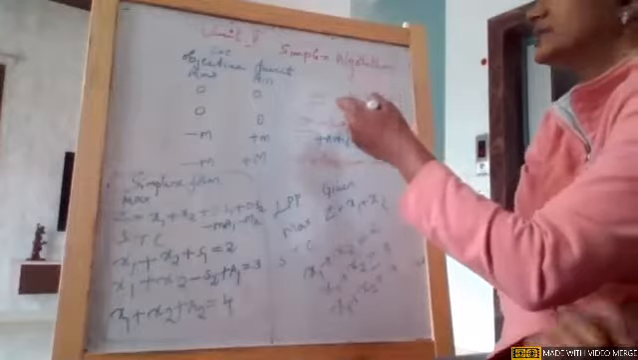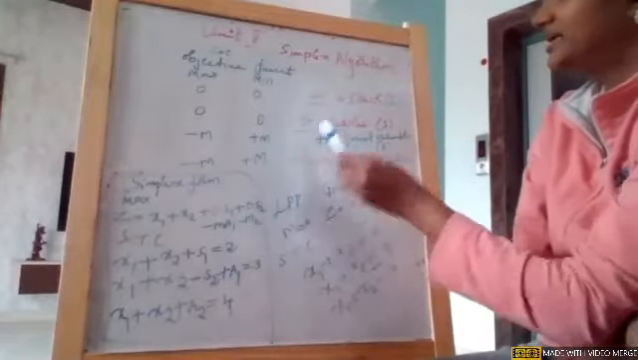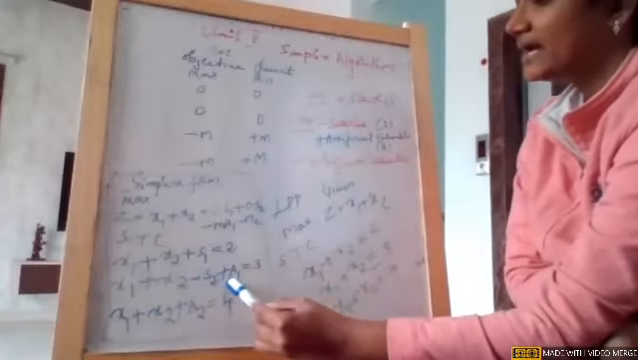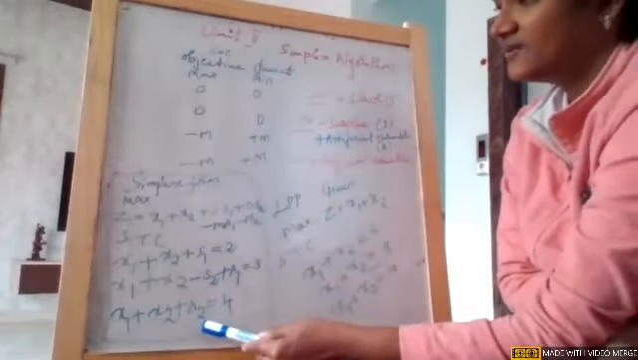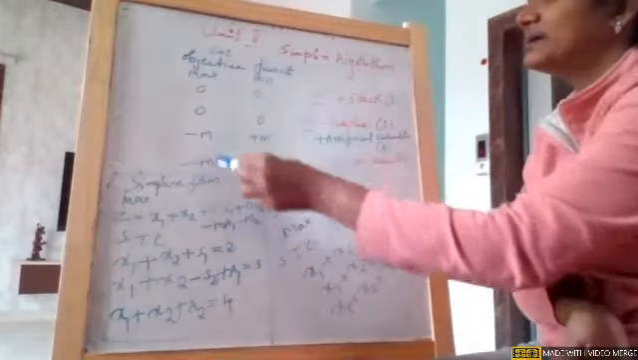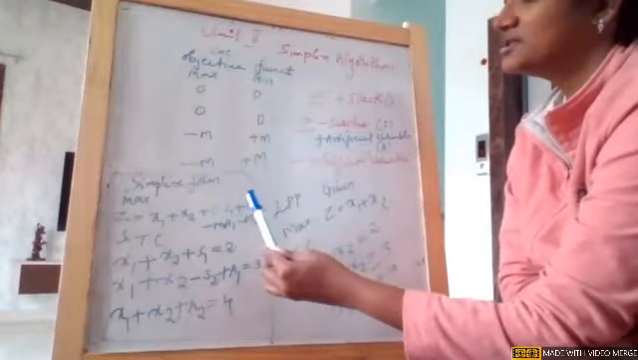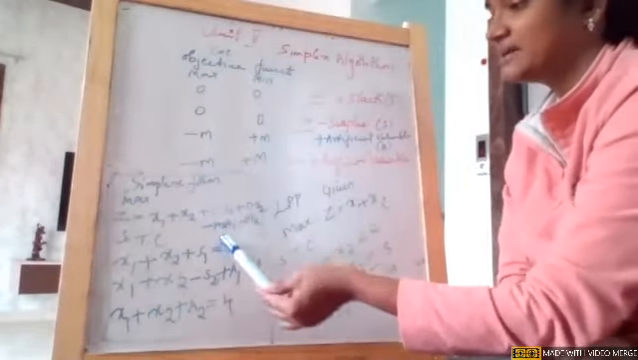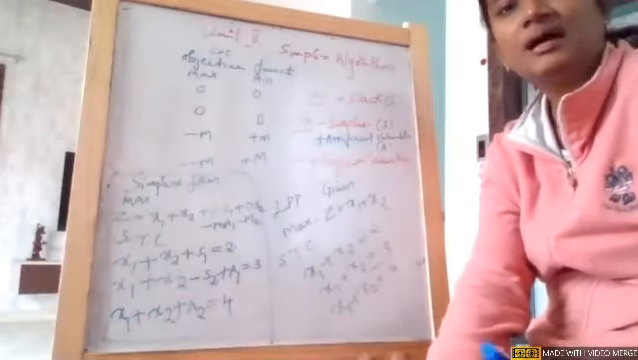Again, I'm repeating: if it is a less than symbol, we add slack. If it is greater than, we subtract surplus and add an artificial variable. If it is an equal to symbol, we just add an artificial variable. And the coefficients of them in the maximization function will be in this way: 0 into S1, 0 into S2, minus M into A1 and minus M into A2. Understood?